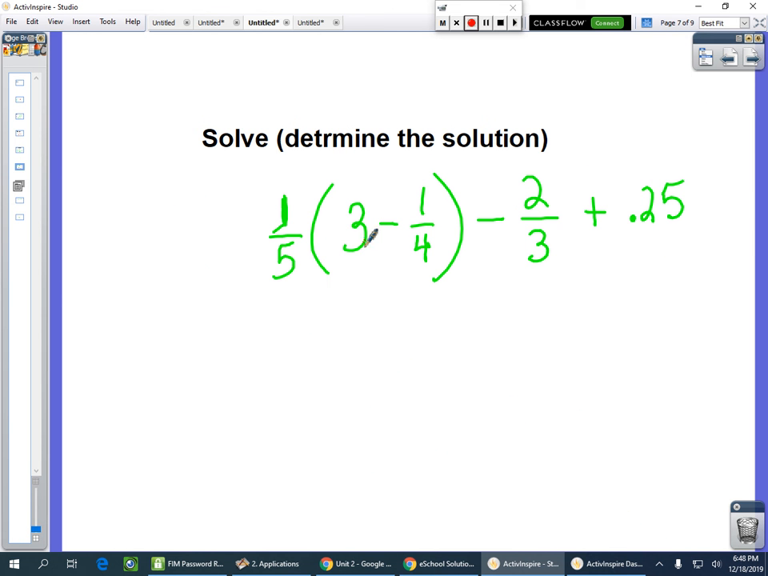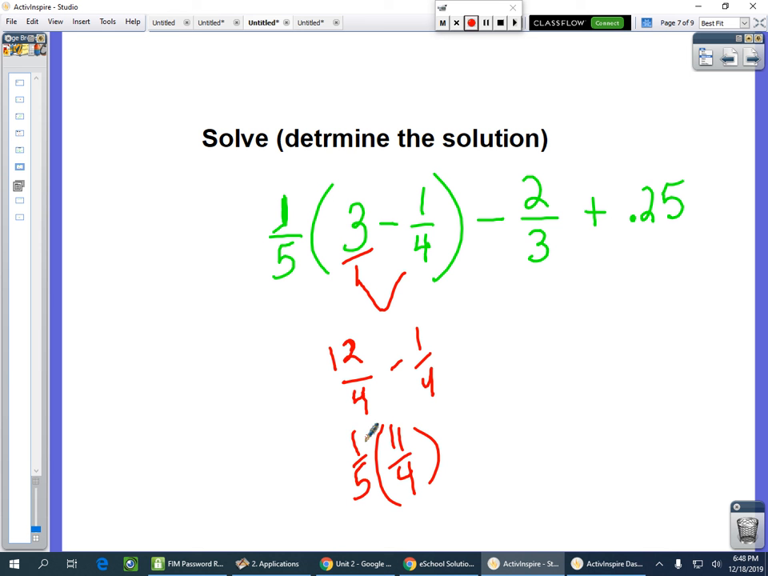Here, 3 minus 1/4, it's 3 over 1. So you get, actually, if you make the denominator 4, you're going to get 12/4 minus 1/4, which is 11/4. Then I'm going to bring down the 1/5 to multiply. You get 1 times 11 is 11. 5 times 4 is 20. Next, I got to do minus 2/3.